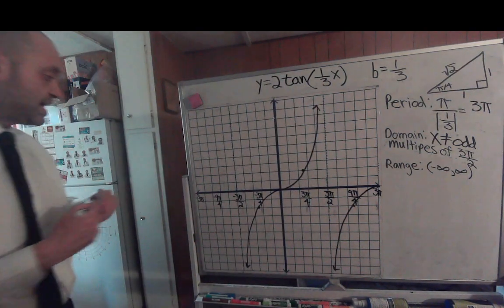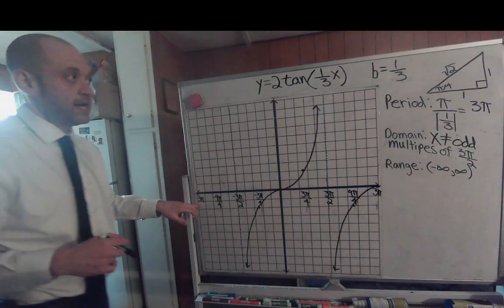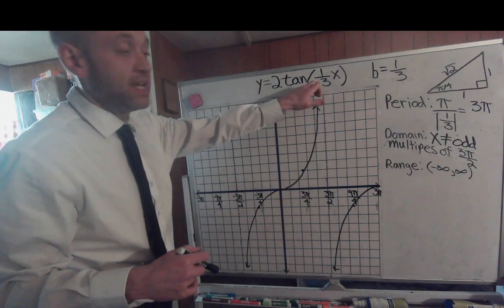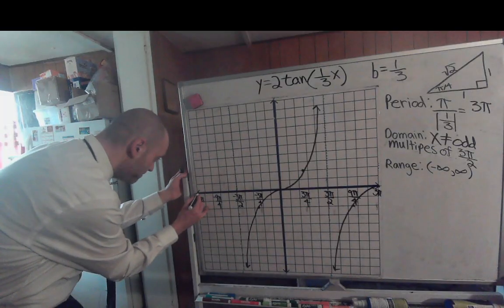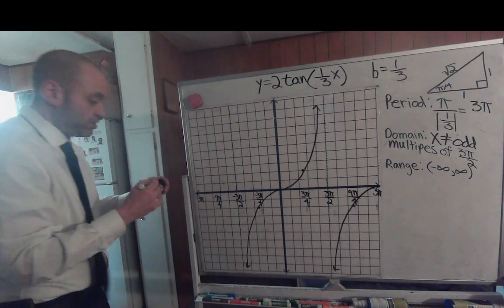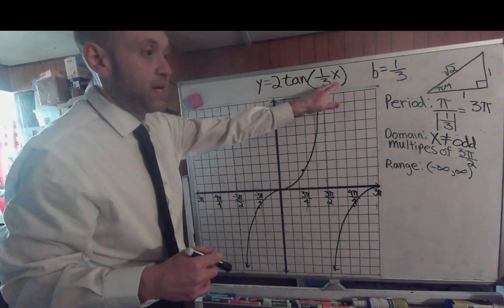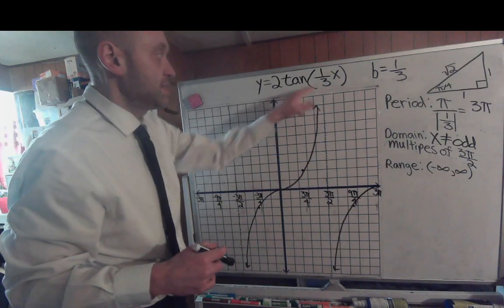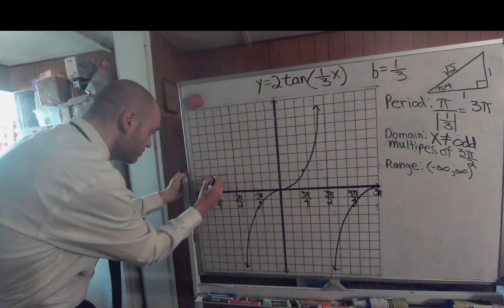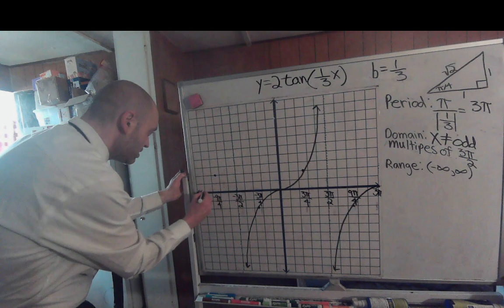And then let's say I put in negative 3 pi. That would give me the tangent of negative pi, which is 0. Now if I put in negative 9 pi over 4, I would get the tangent of negative 3 pi over 4, which would actually be positive 1 times 2 is 2.